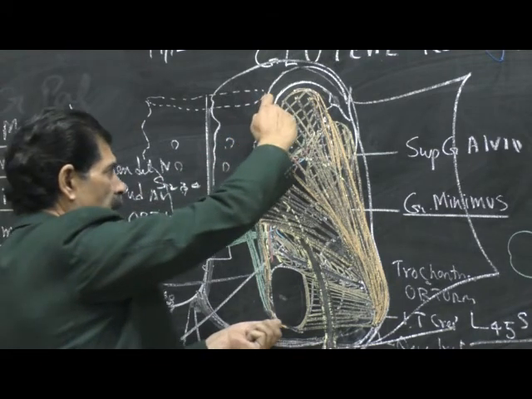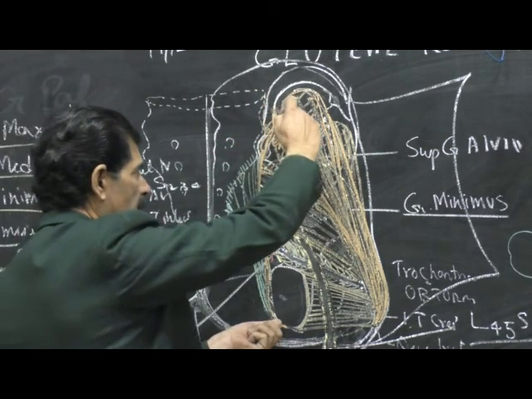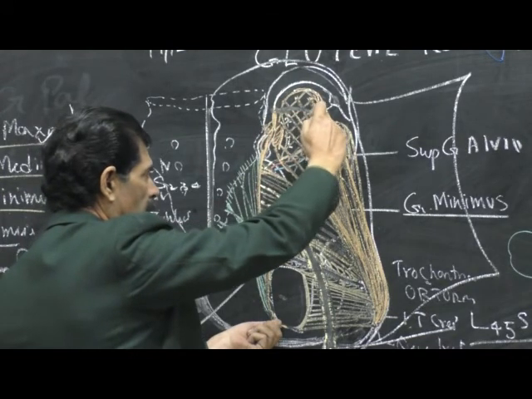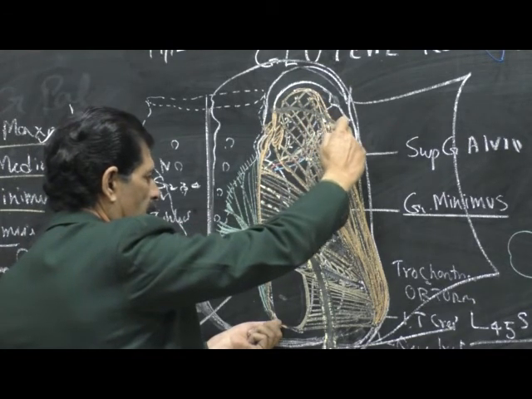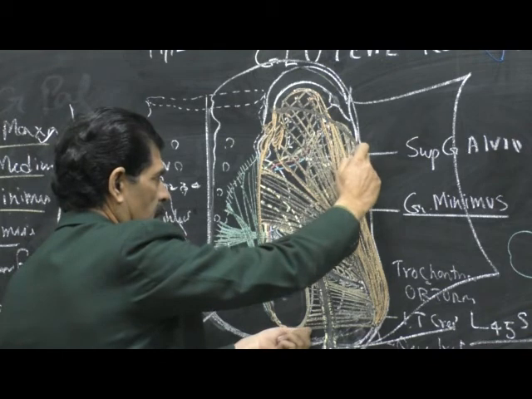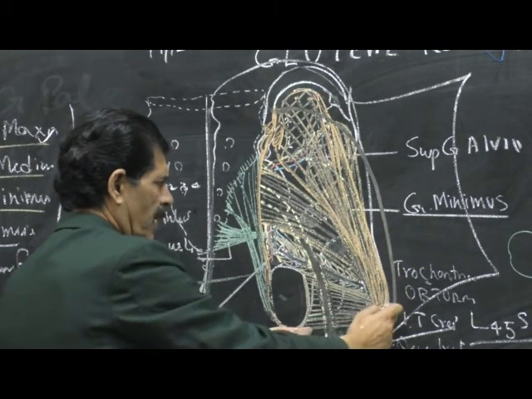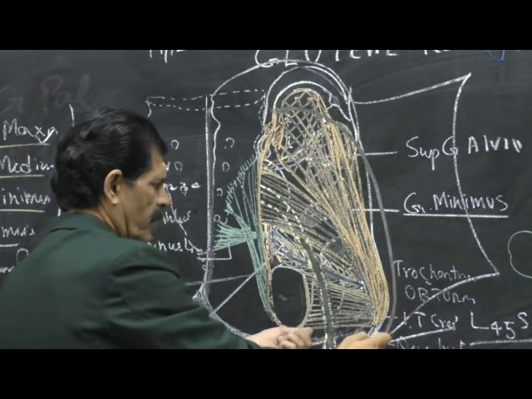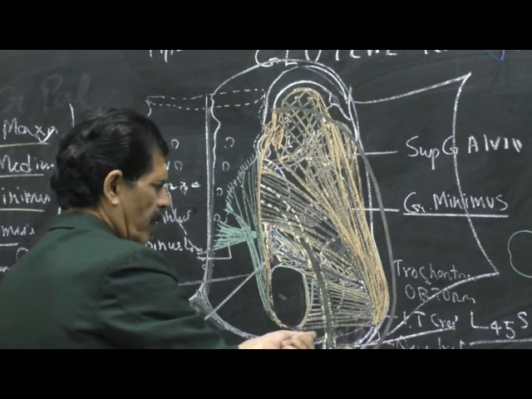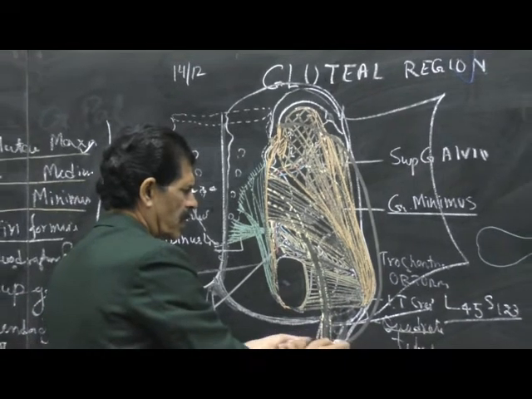After this origin, the muscle fibers run downward, backward and laterally, overlapping all the muscles we have done. Plus it also overlaps the ischial tuberosity. And the muscle converges towards the gluteal tuberosity.